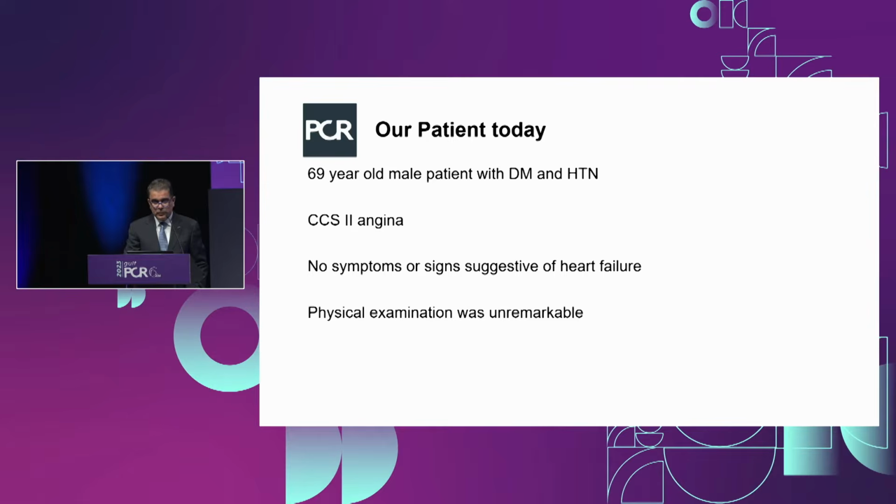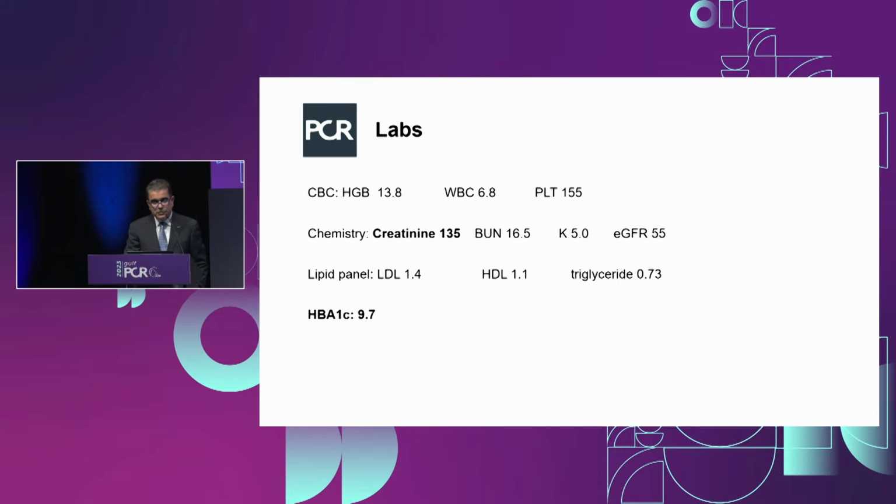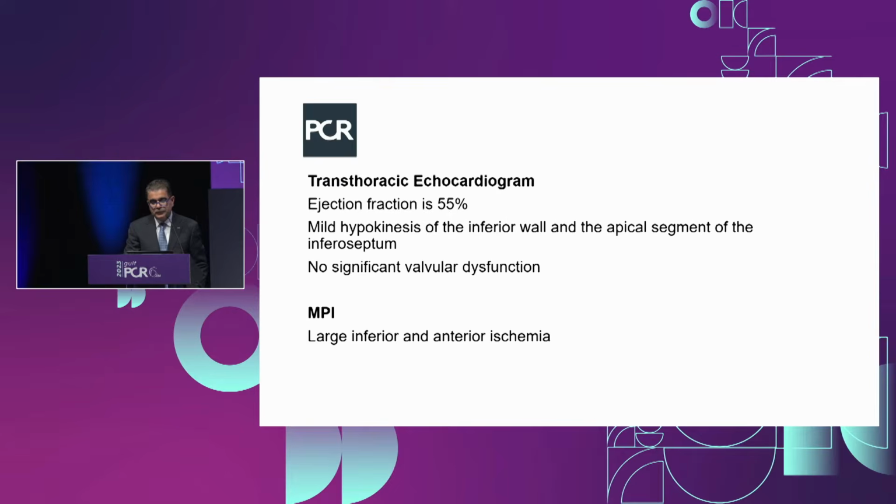An examination was unremarkable. From the labs, which is, I think, pretty pertinent when I looked into the case, is that his creatinine is 135 and his HbA1c is 9.7, which is not uncommon in the patient population that we see in this part of the world. But we're good with an LDL almost. So his echo revealed an ejection fraction of 55%, hyperkinesia on the inferior wall and inferior apical walls, and no significant valvular abnormalities. And he underwent a myocardial perfusion scan, which detected a large amount of ischemia in the inferior and the inferior apical area.